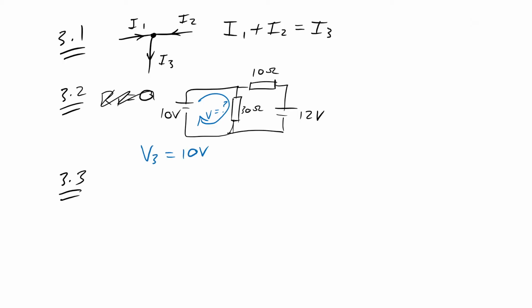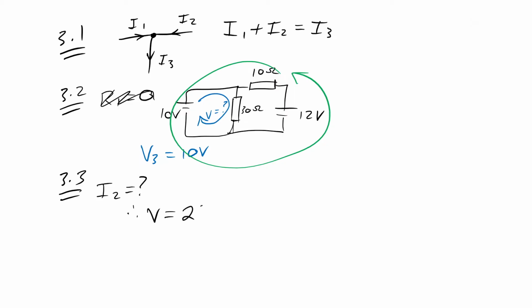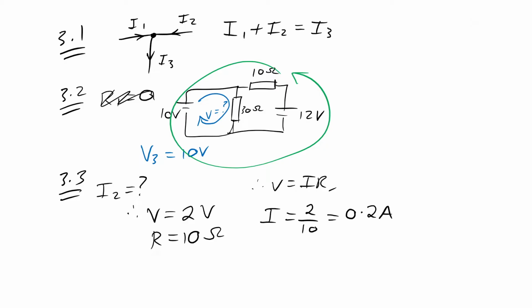Next we're being asked to find I2. Well, now we're going to consider this big loop. We can see that we have two batteries opposing each other. Therefore, we can say that the voltage is just 2 volts. That is the PD across the 10 ohm resistor. We also know that the resistance is 10 ohms. Therefore, just using Ohm's law, V equals IR, current is just going to be that voltage, 2 volts divided by 10. That gives us 0.2 amps.